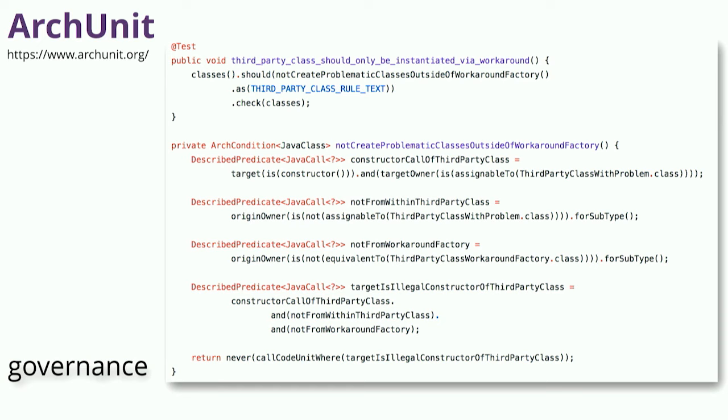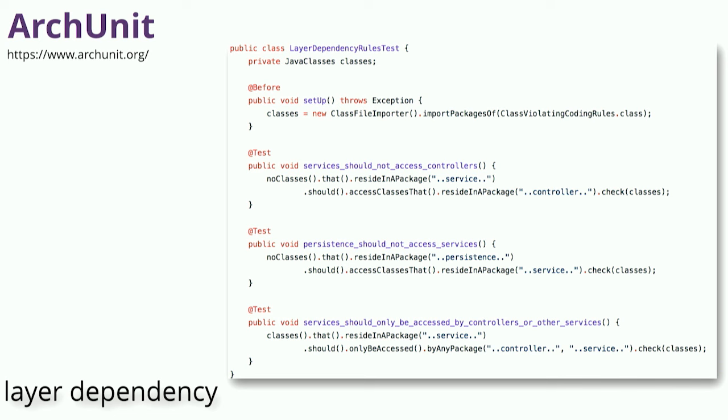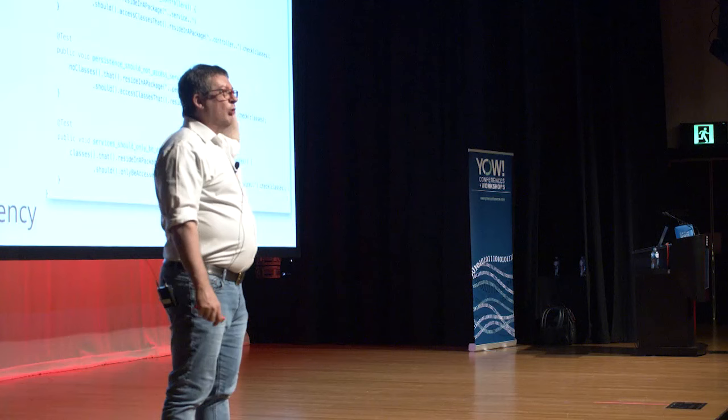Here's a test. Oops, I went one too far there. Let me go back. Look at this middle test. No classes that reside in a package service should access classes that reside in a package controller. This implements that governance rule. Now, many of you as architects have written almost exactly that same English sentence in a wiki or some terrible SharePoint portal somewhere, and it was write once, read never by another human being.